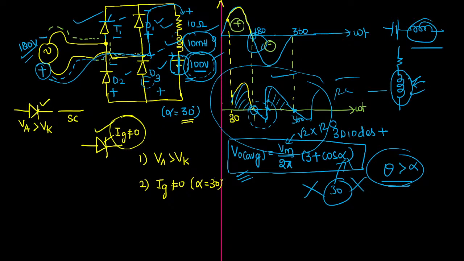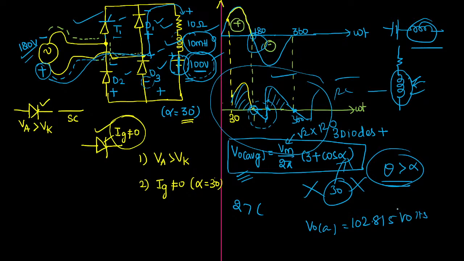So what you have to do now is 27 in bracket. We got 36.1 for the value of alpha. Then take cos of this. You'll get some value, add it to 3, then multiply with the 27. You'll get 102.81. So the actual V naught average for the above given question is 102.81 volts. This is the value of V naught average.